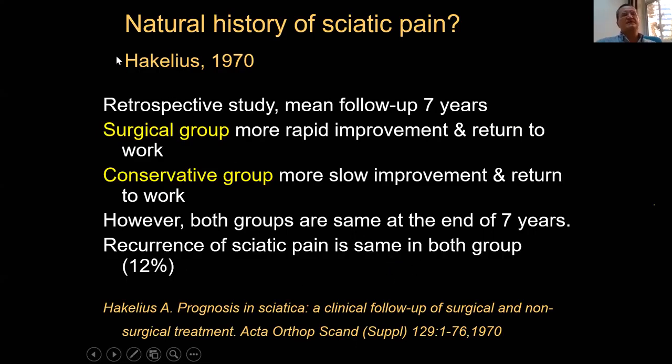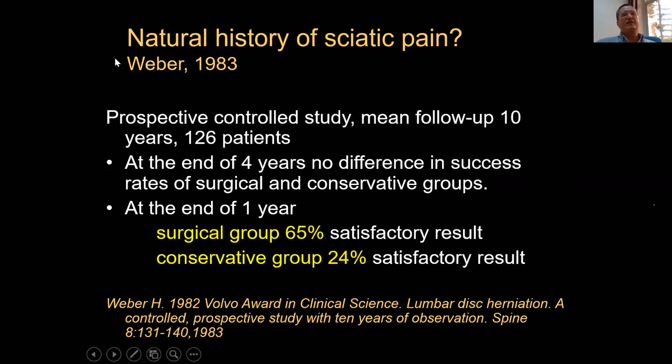One of the most cited papers is from Weber. It is 1983, almost 30 years. It was a randomized controlled study with 126 patients. And he was telling at the end of 4 years, there was no difference in success rates of surgical and conservative groups. However, at the end of 1 year, surgical group had 65% satisfactory results, conservative group had 24%.